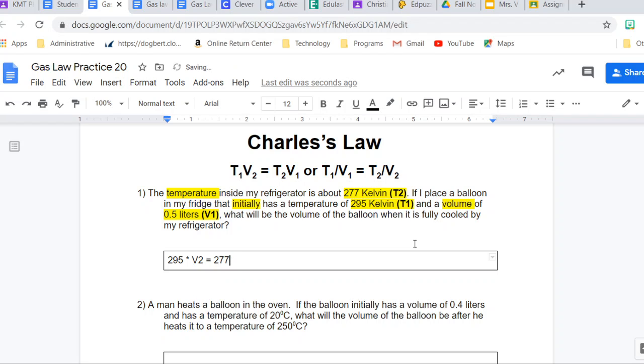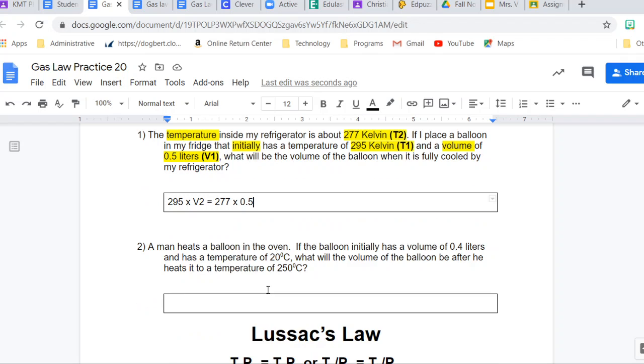maybe I should put an X. Sometimes you guys like X's. 277 times 0.5. Okay. So now what you will do is go ahead and multiply this out, then divide by 295 to get your answer. Remember, it's just algebra, solving for if this was X. Okay. So that's a little hint.